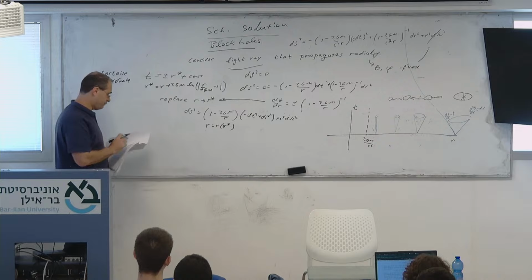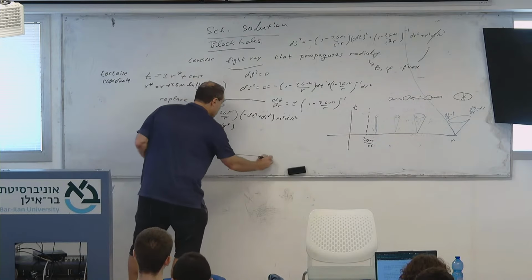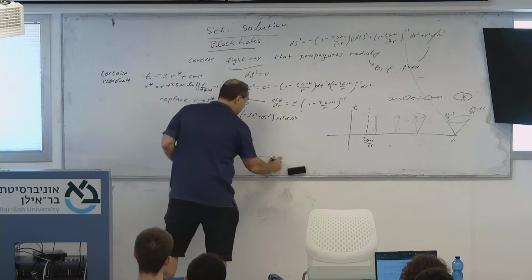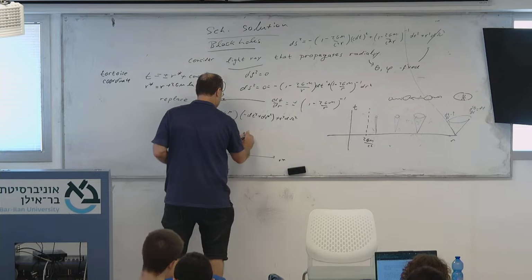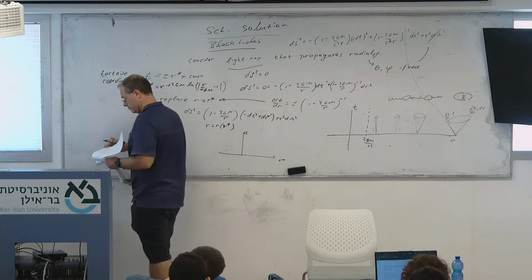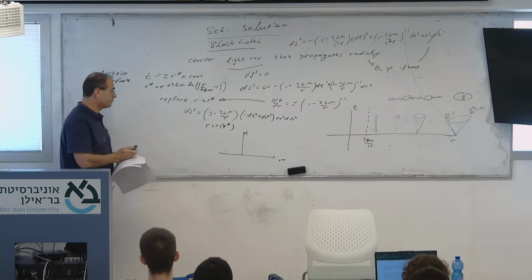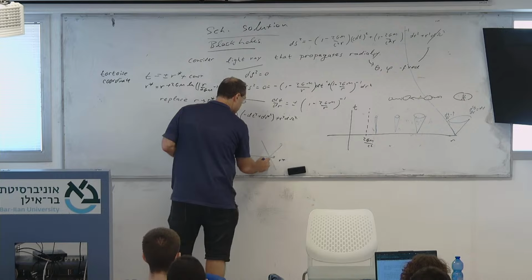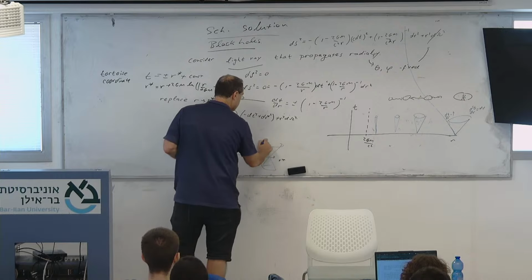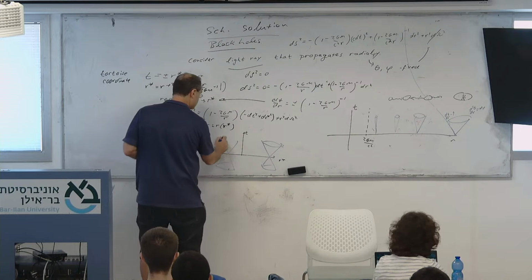If I draw the light curve, what do I see? This is now r star, and this is t. What would the light curve look like? Exactly, it's plus minus 1. It never closes up.